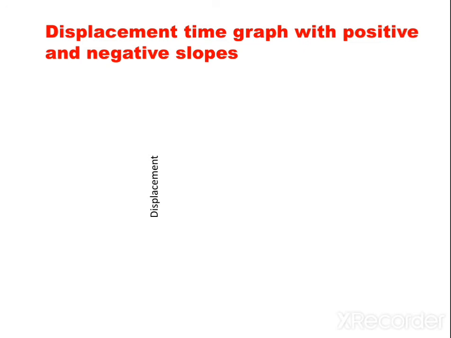Now what actually is this positive and negative slopes? You will get a positive slope for a graph when it is passing from origin in upward direction, and you will get a negative slope when the graph is retarding or when the body is retarding uniformly.